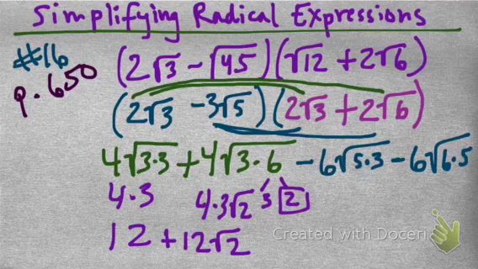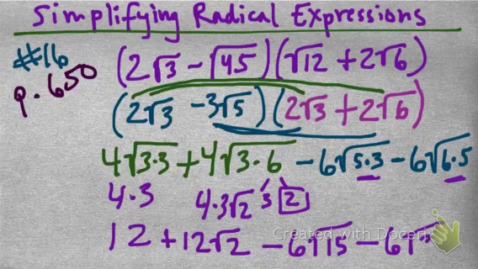And then 5 times 3, I don't have a pair there, so I'm just going to bring down minus 6 square root. I'm going to multiply them together, 15. And then 6 and 5, again I don't have a pair, so minus 6 square root of 30. And that is as far as it goes, actually. So we don't have any common radicals, and they're each simplified as much as they go. So that would be your final answer for that one.